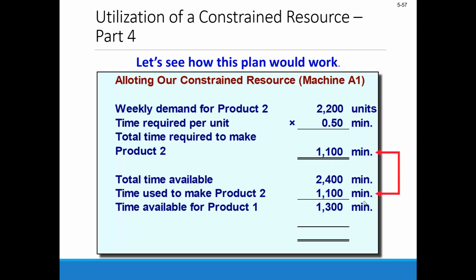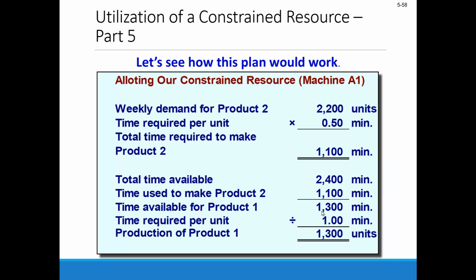Then, with the remaining time, we'd have 1,300 minutes available. Okay, total time available on that machine was 2,400 minutes, minus the 1,100 we're using to make product 2, leaving us with 1,300 minutes to produce product 1. Since product 1 takes a minute for each unit of product on that machine A1, we can make 1,300 units of product 1 in that remaining time.